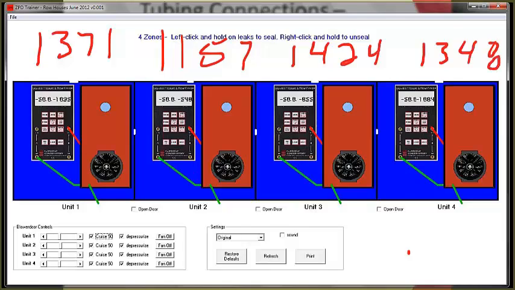So unit 1, we're at 1095 now, and it was 1371 with only the fan on in that unit. Unit 2, we're at 548 compared to 1157, so a huge change there. 855 on unit 3 compared to 1424. 1084 compared to 1348. So pretty dramatic difference there.